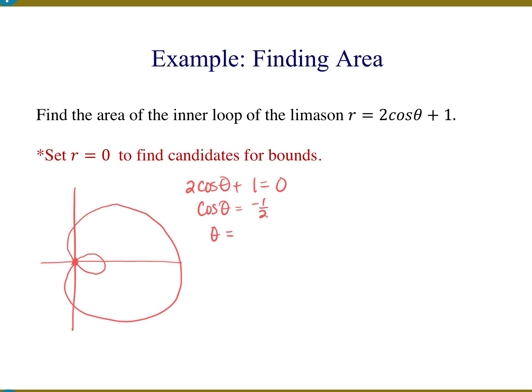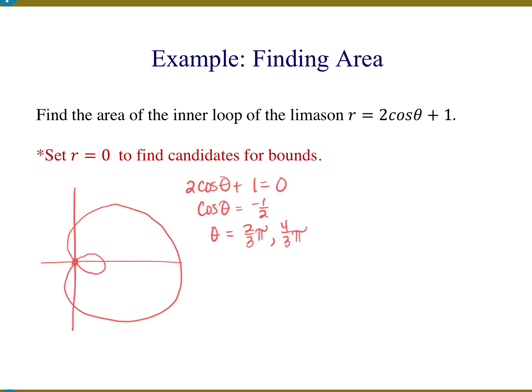I think it happens before that. Doesn't it happen in quadrant 2? Yeah, 2 pi thirds is the first time. When else does it happen again? Four pi thirds, okay? So it happens at 2 pi thirds and 4 pi thirds.